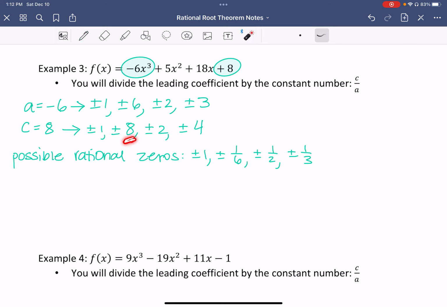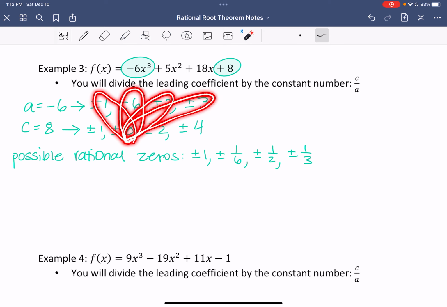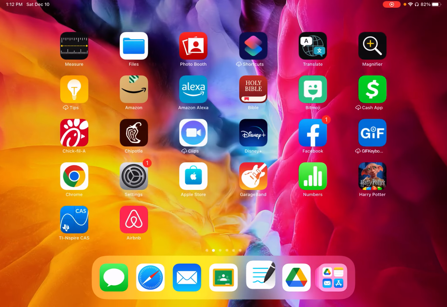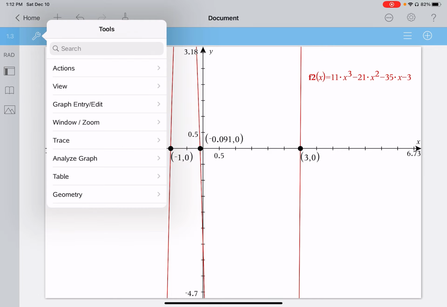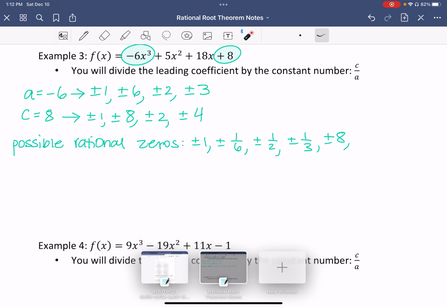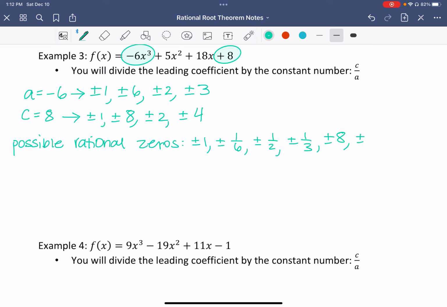Now we're going to move on to the 8. So we're going to do 8 divided by 1, 8 divided by 6, 8 divided by 2, and 8 divided by 3. Now, if you can reduce the fraction, absolutely do that. So the first one, which is 8 divided by 1, just simplifies to 8. Okay, so that's 8 divided by 1. The next one is 8 divided by 6. You can put that in the calculator and see what that reduces to. 8 divided by 6 reduces to 4/3. Okay, so then we got plus or minus 4/3.